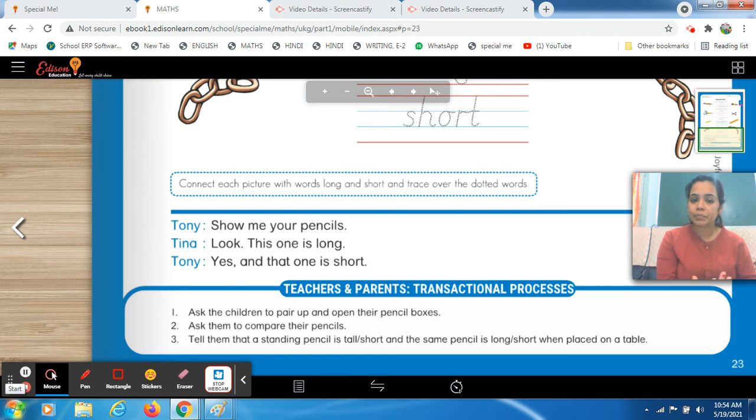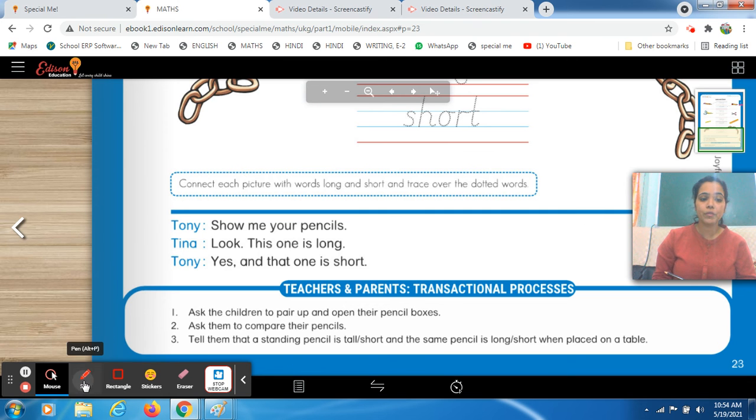compare your पेंसिल्स, each and every pencil. आप उसको compare करो, ऐसे रखकर, पेंसिल को कैसे करना है, compare करना है कि which one is the long pencil and which one is the short one, right. And tell them a standing pencil.